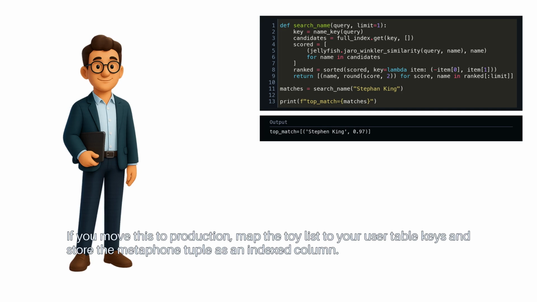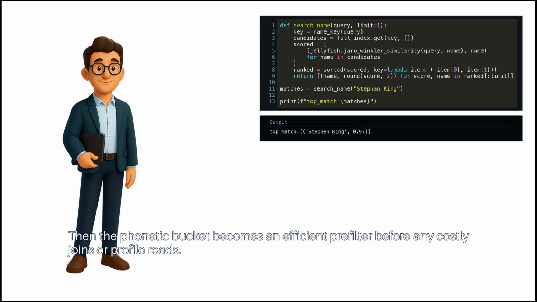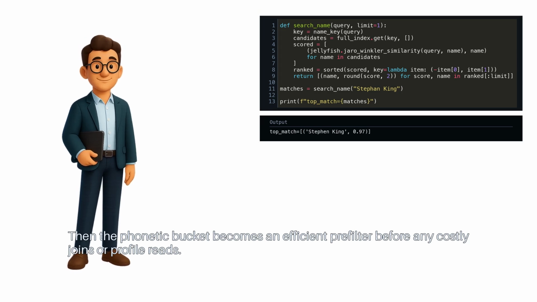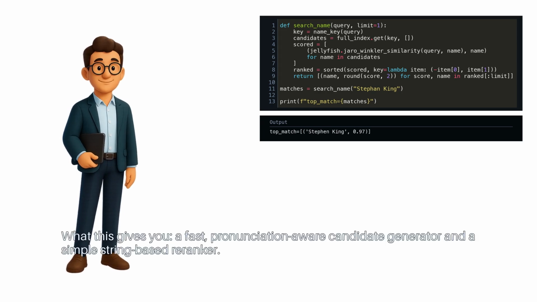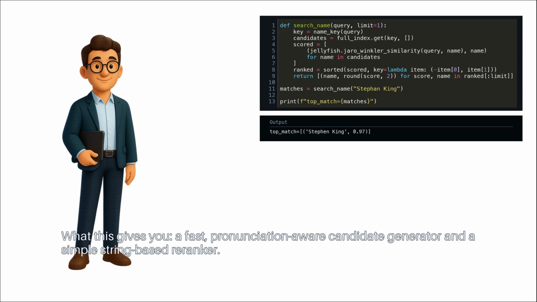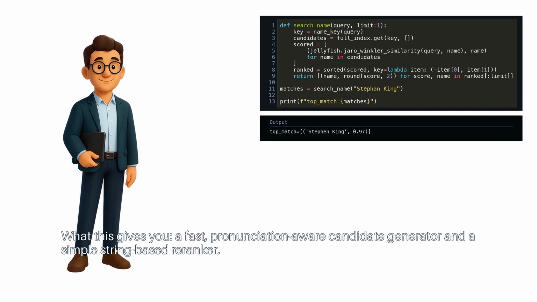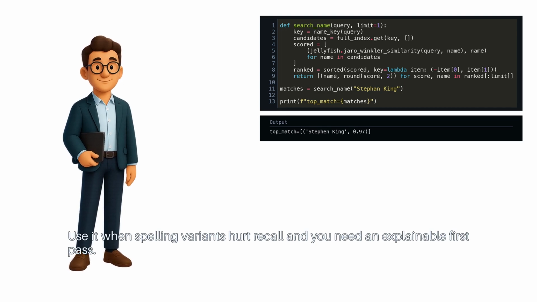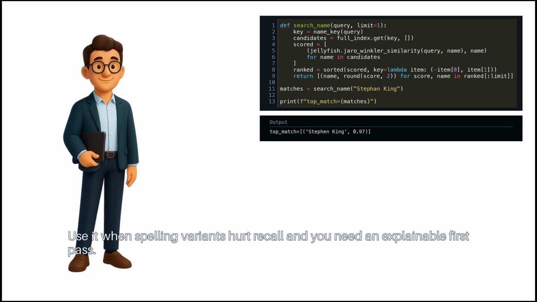If you move this to production, map the toy list to your user table keys, and store the metaphone tuple as an indexed column. Then the phonetic bucket becomes an efficient pre-filter before any costly joins or profile reads. What this gives you: a fast pronunciation-aware candidate generator and a simple string-based re-ranker. Use it when spelling variants hurt recall and you need an explainable first pass.